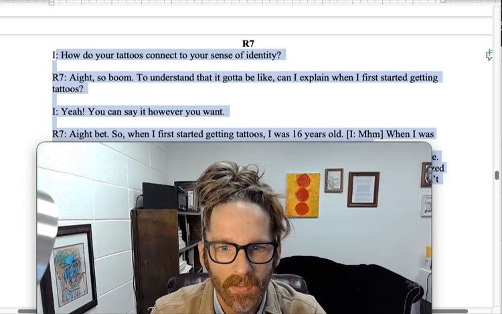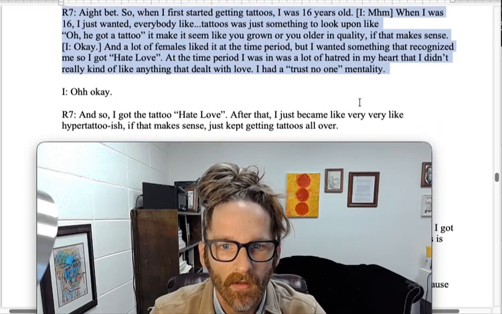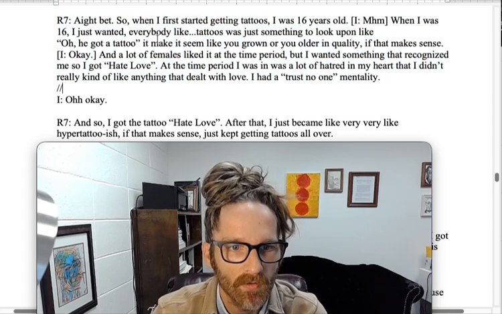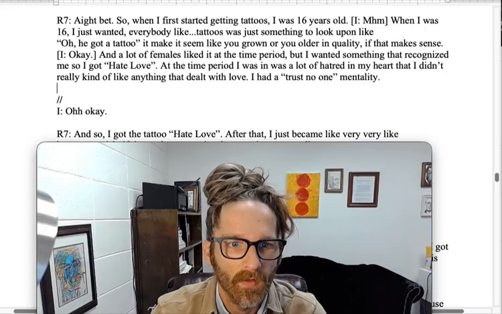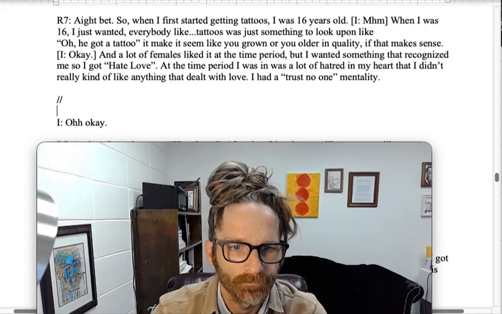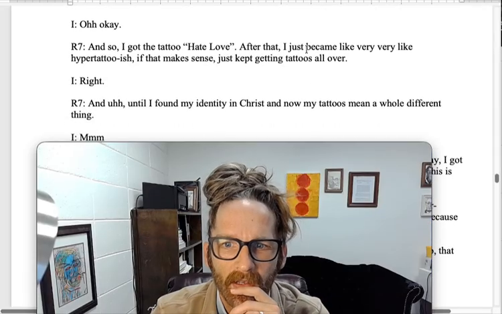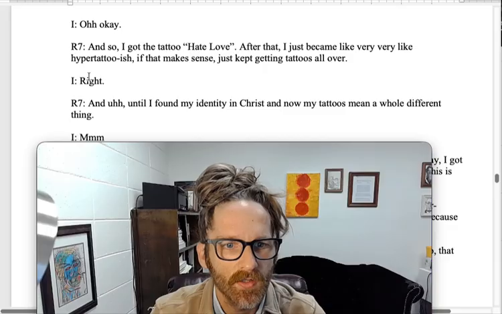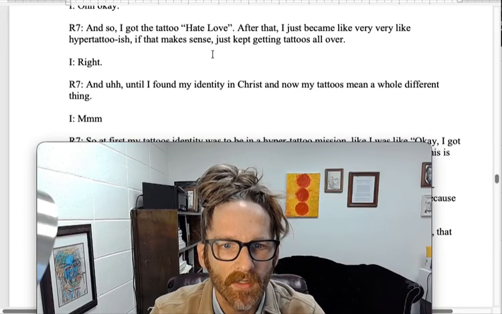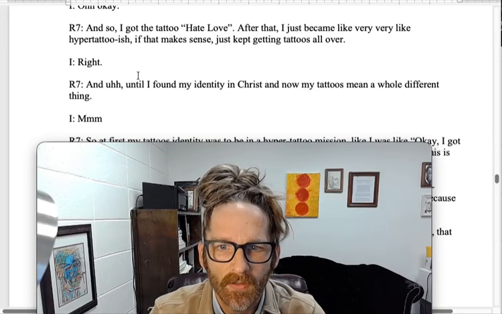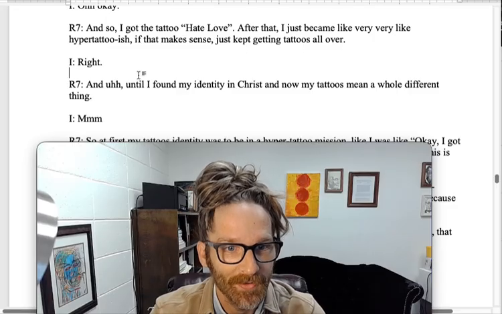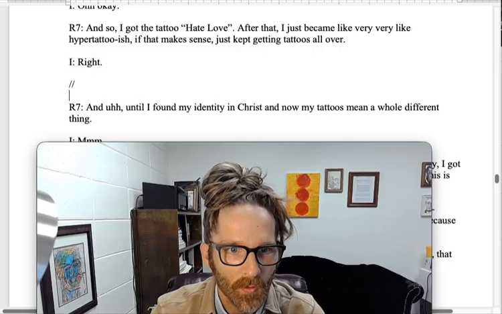So let me go back to the interview. And so remember, there was one shift, and if you want to indicate the shift, you can just do a double, or I like to do this little double dash, and that shows me that the interview is being broken up there. So the next one, I just became very hyper-tattoo-ish. So now there's this new thing talking about this shift that occurred, this desire to get lots of tattoos, until I found my identity in Christ, and now my tattoos have a whole different thing. There's another shift.